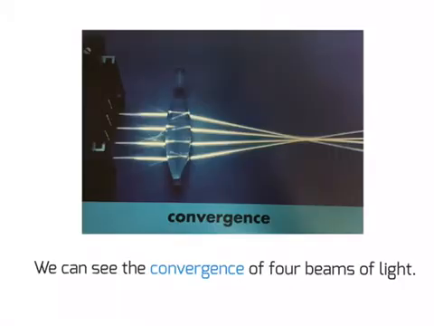Our first word is convergence. A sentence using the word convergence is, we can see the convergence of 4 beams of light. So if you look at this picture, you see that there's 4 beams of light, and it says that they are converging. So I want you to make that prediction in your word collector based on the picture clues and the sentence clues, what you think convergence means.